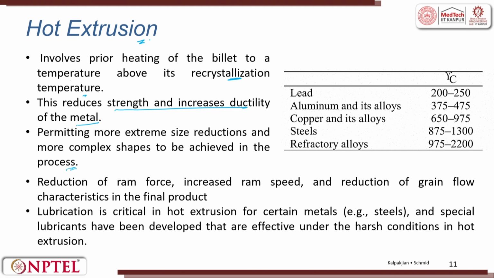Just around the process or around the blank, lubrication plays a very critical role, and we generally do not use a water or soap solution. We try to use slightly high temperature lubricant such that it can function at higher temperatures. Lubricant is critical in hot extrusion for certain materials like steel, and special lubricants are developed that are effective under harsh conditions in hot extrusion. These are the yield points for various materials.